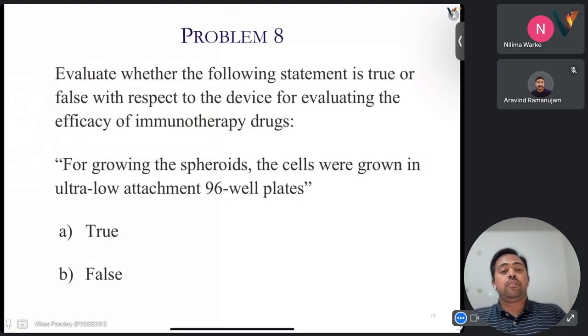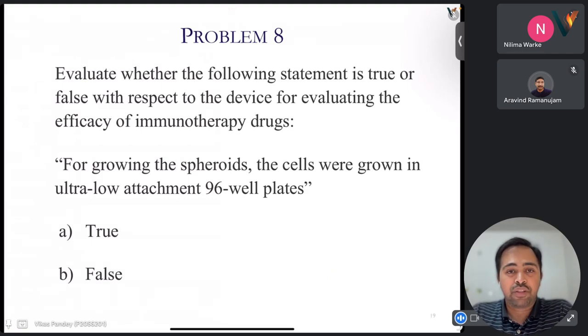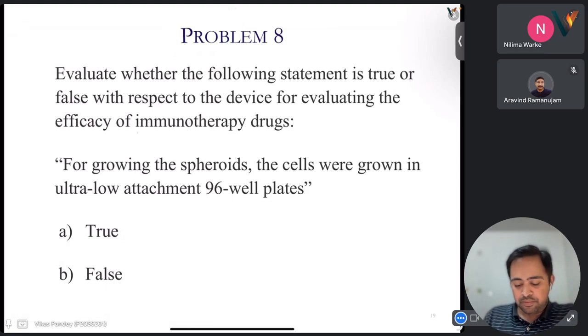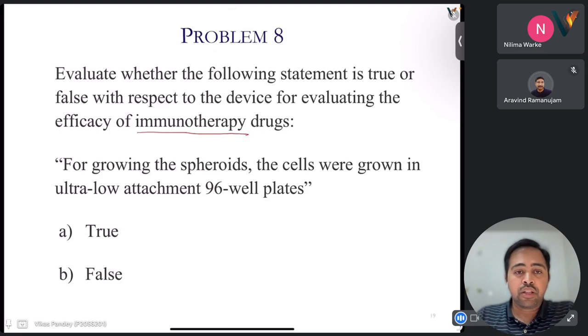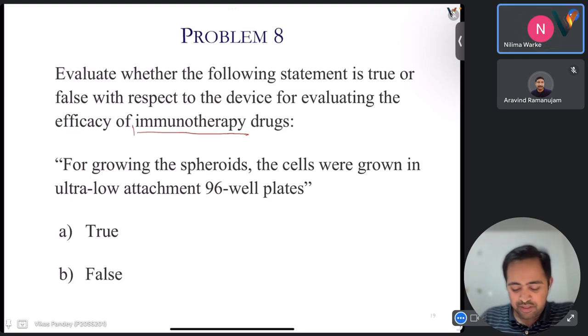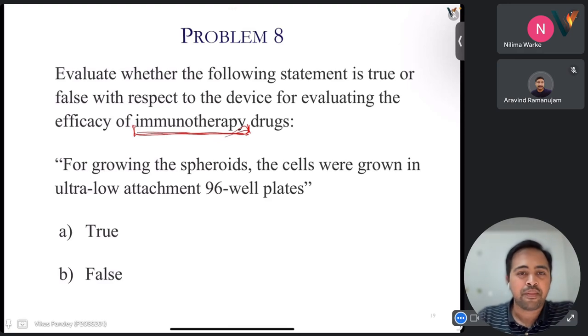Okay. Evaluate whether the following statement is true or false with respect to device for evaluating the efficacy of immunotherapy drugs. Okay. For growing the spheroid, the cells were grown in ultra low attachment 96 well plates. Is it true or false? First, yes, it is true. Yeah, this is true. But what is this immunotherapy drug?